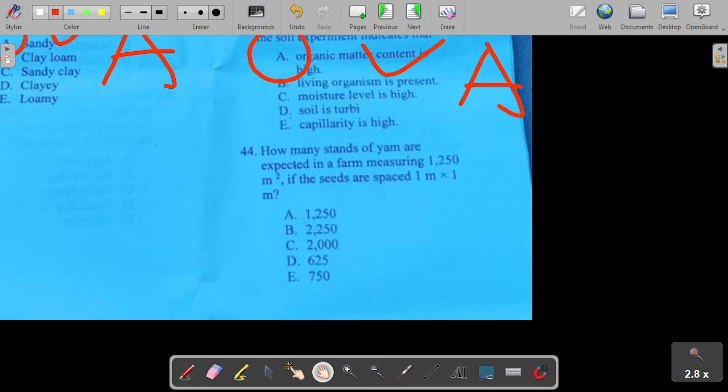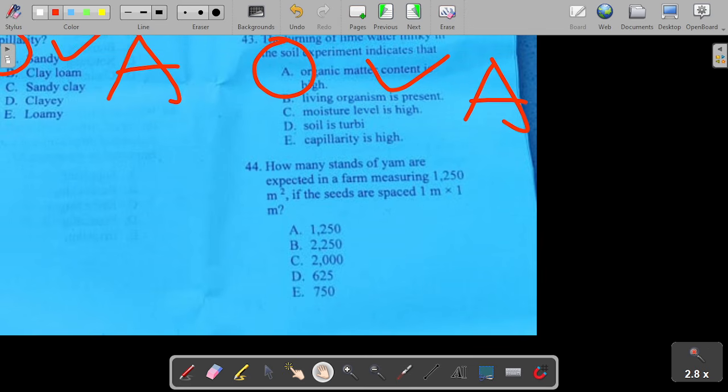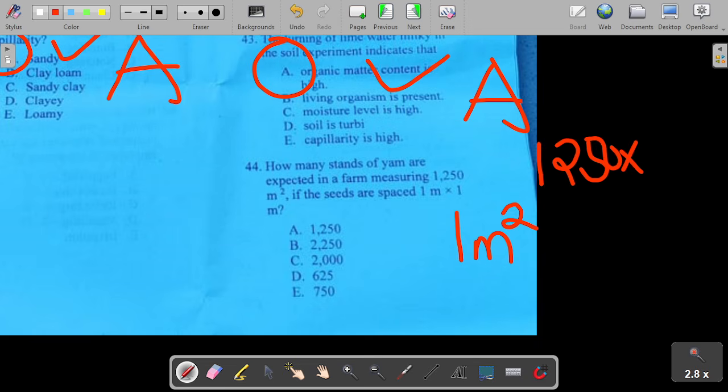How many stands of yam are expected in the farm? I'm measuring this by this. So if I multiply 1 times 1, that will give us 1 meter square. I'm going to have 1 meter square. So 1250 times 1 divided by 1. This will cancel this. What is left is 1250, which is A.